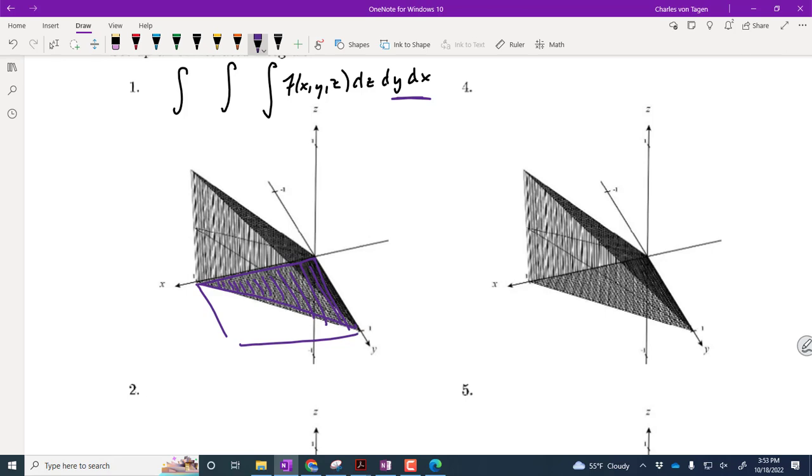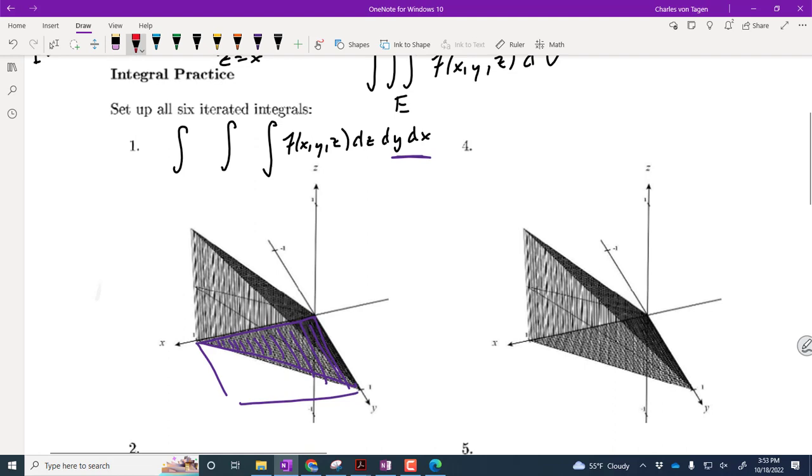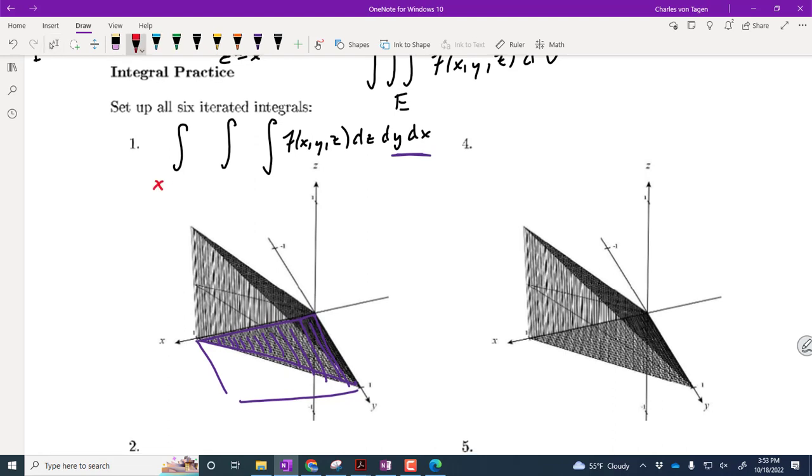So the first thing we're going to do is, we're integrating in the dz, dy, dx order, but when we go to set up our limits of integration, we're working outside in. So we're going to do from x equals, and I can take x values all the way between here and here, right? So we're going to go from x equals 0 up to x equals 1.